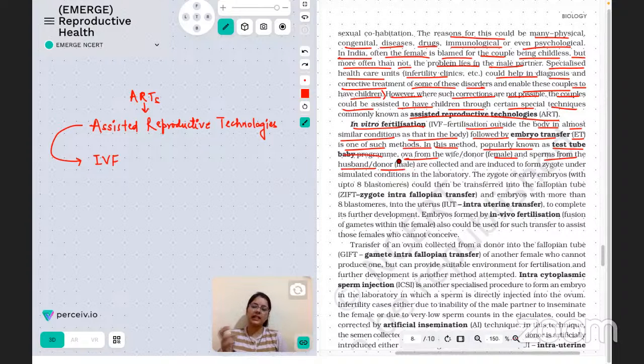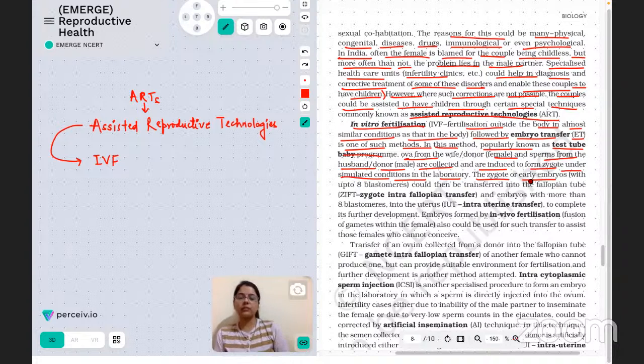मतलब ovum को collect कर लिया female से और sperm को collect कर लिया male से, ठीक है, और उन दोनों का fusion हम करवाएंगे lab के conditions में, laboratory conditions में, ठीक है. So they are collected and induced to form zygote under simulated conditions in the lab. All right, now the zygote or the early embryos, अब zygote बन गया, तो जो early embryos भी होंगे, वो zygote या early embryos जो कि up to 8 blastomeres के होंगे ना, they could be transferred into the fallopian tube.